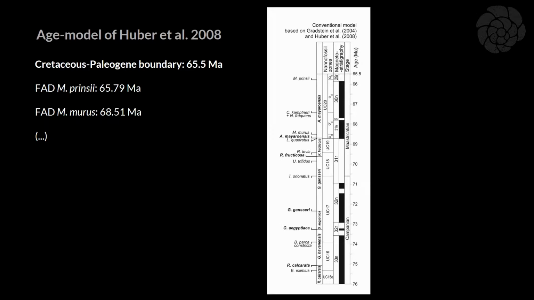This, for example, is not an up-to-date age model, as the Cretaceous-Paleogene boundary is at 65.5 and not 66 today. But it's a good representation of an age model that was much used and well cited about 12 years ago. And I've chosen that one. You will see why later on.